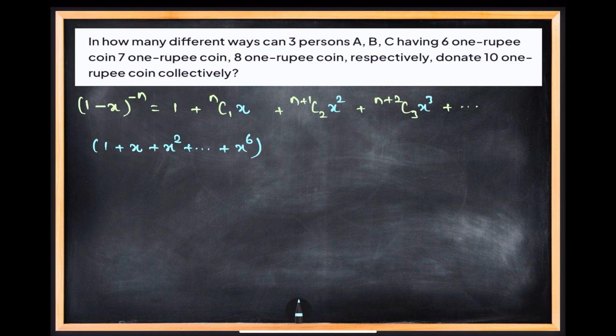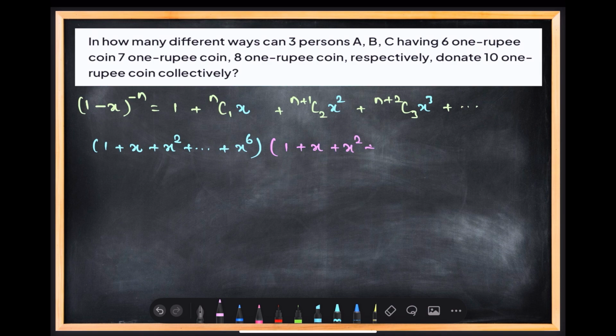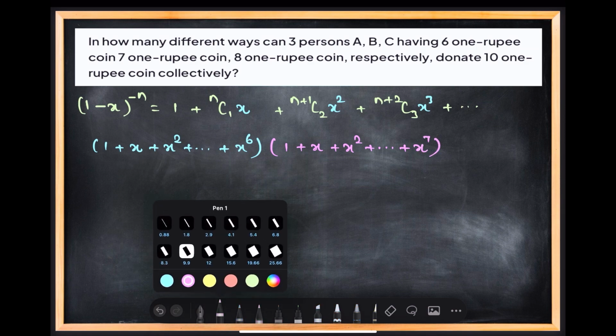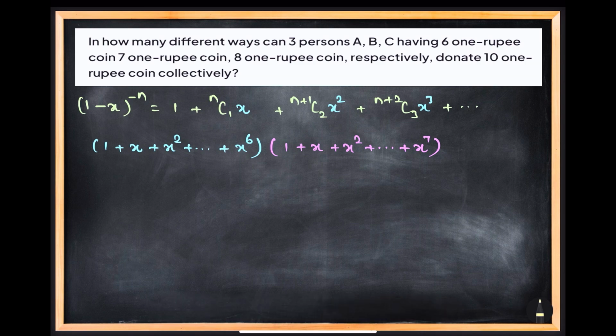Correct. Now observe person number B. Person B is having 7 one-rupee coins. So he will start contribution from x power 0, x power 1, and max to max he can contribute x power 7. Correct. Now look at the third person. The third person will contribute x power 0, x power 1, x power 2, dot dot dot, x power 8. Max to max he can contribute 8 rupees. Correct. Now let's simplify things.